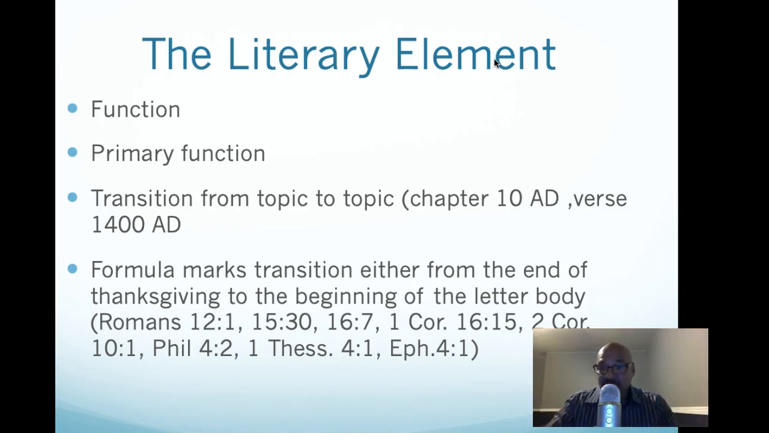Again, this is a literal element of theology. What am I reading? What type of writing is it?